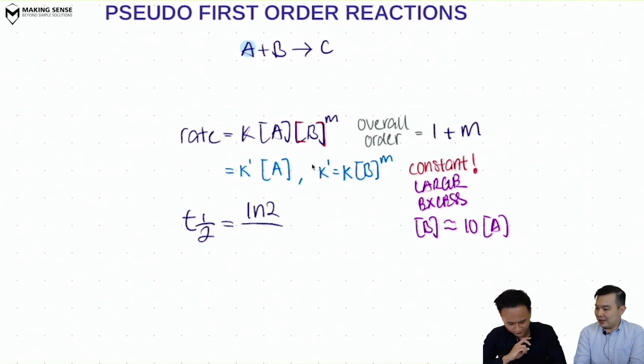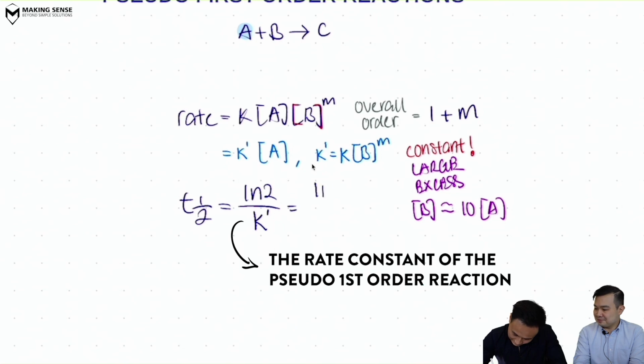Wait. Ln 2 over K? Yeah? Or K prime? Not K? K prime, right? Because now your new rate constant is K prime, not K. Okay, because I still need to use it for the overall order, first order, right? Yes. So I must use K prime. Yes. Okay. So expanding a little bit more.